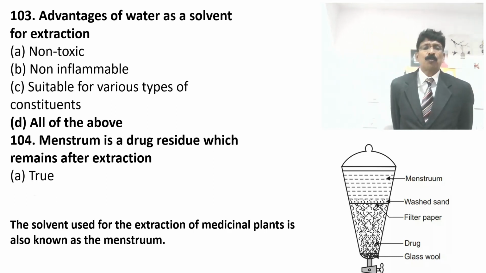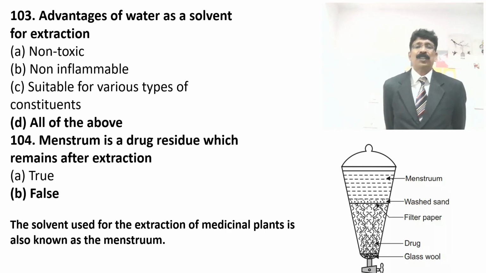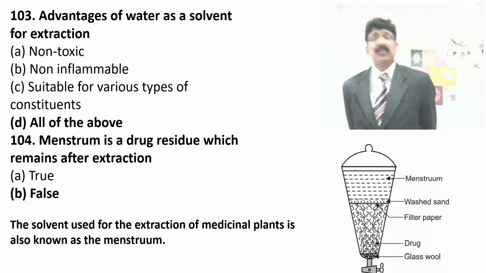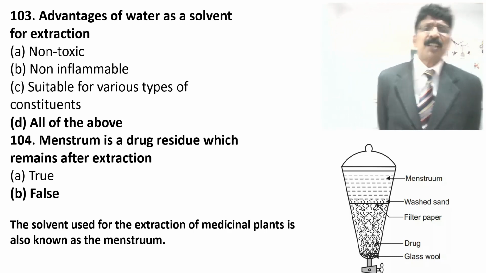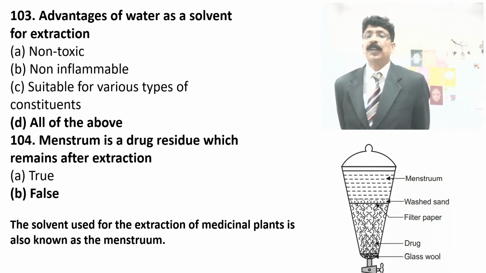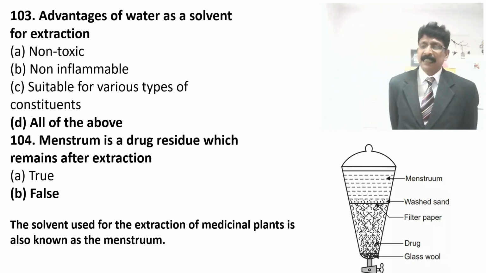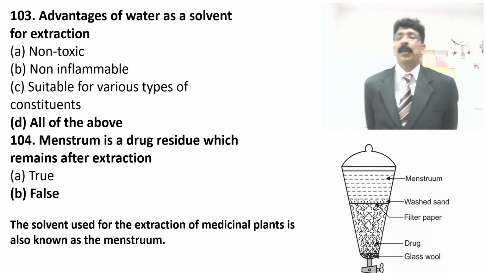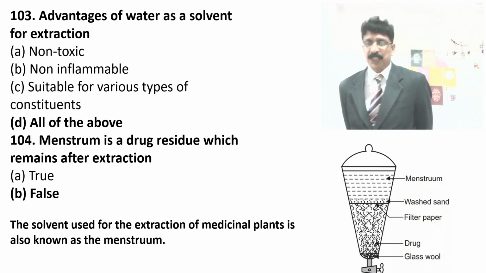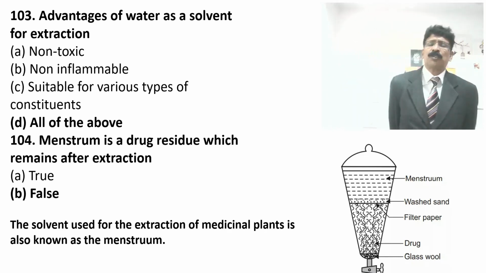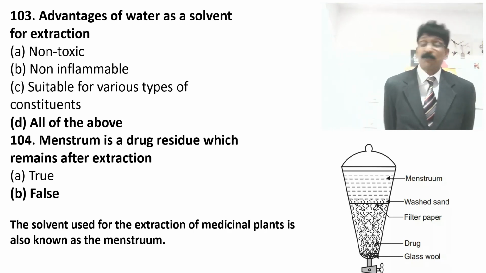So the statement that menstruum is a residue which remains after extraction is wrong, it is false. Menstruum is not the drug residue. It is a solvent which is used for extraction in a percolator. In the picture, at the top, it is very clearly shown. It is just a true or false question. This type of question can also be asked.